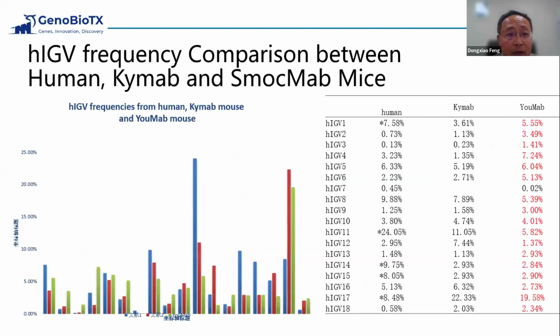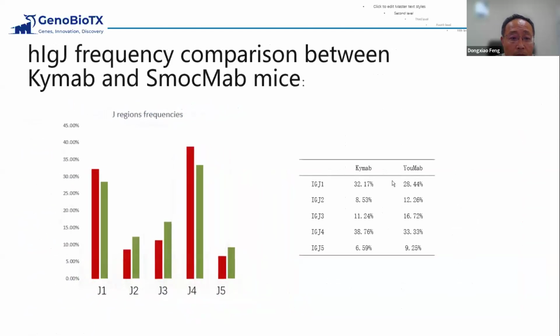So then we tested the frequency of all the variable regions and compared the frequency with that of human and also KM mouse. As you know, KM mouse developed the first transchromosomic fully human antibody platform. We compared the frequency of our mice with that of human and KM mouse. You can see that the frequency is very similar among the 3 datasets. This is the J region comparison. You can see that it is similar to that of KM mouse.